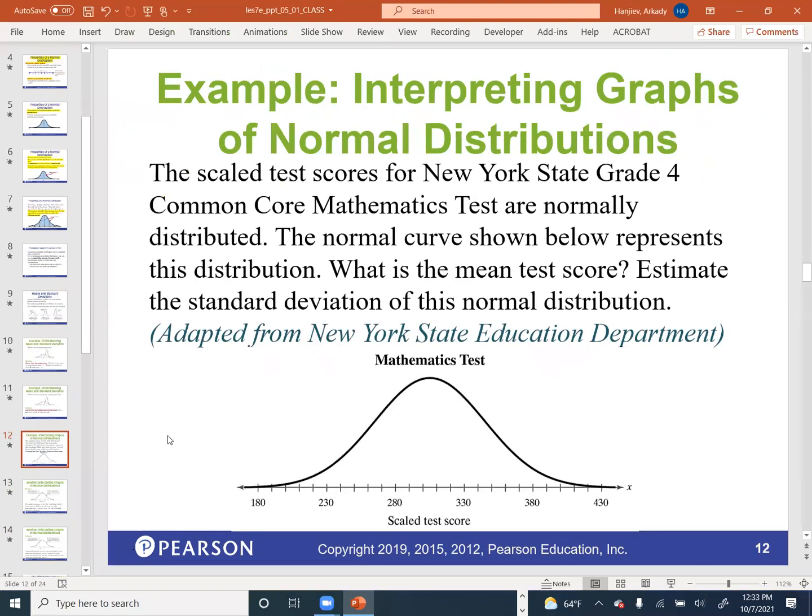Okay, example here. What's this? Scale test scores, New York State, grade 4, Common Core Mathematics. Not a fan of Common Core, but that's all right. The normal curve shown below represents this distribution right here. So what's the mean test score, and estimate the standard deviation? Go. Anybody?